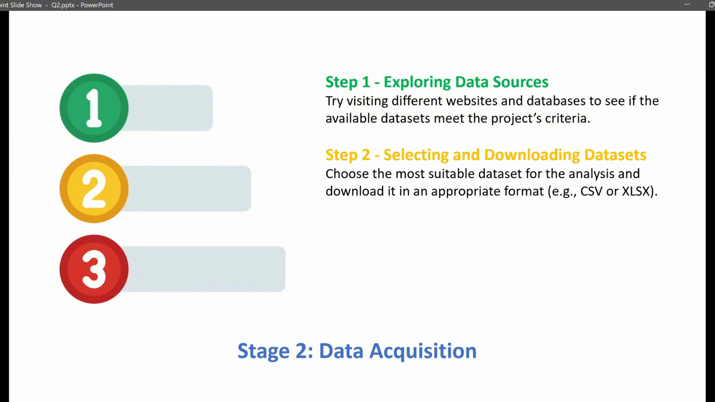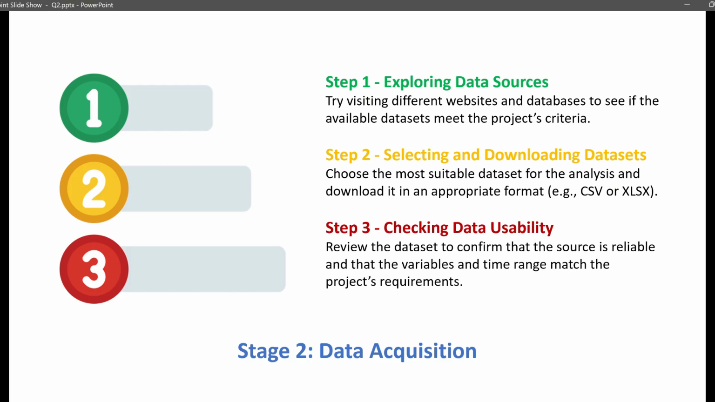And in step 2, access the internet to find if it has documents, for example CSV or Excel, and then download these files. And finally, in step 3, we need to check the usability, and this part is on us.